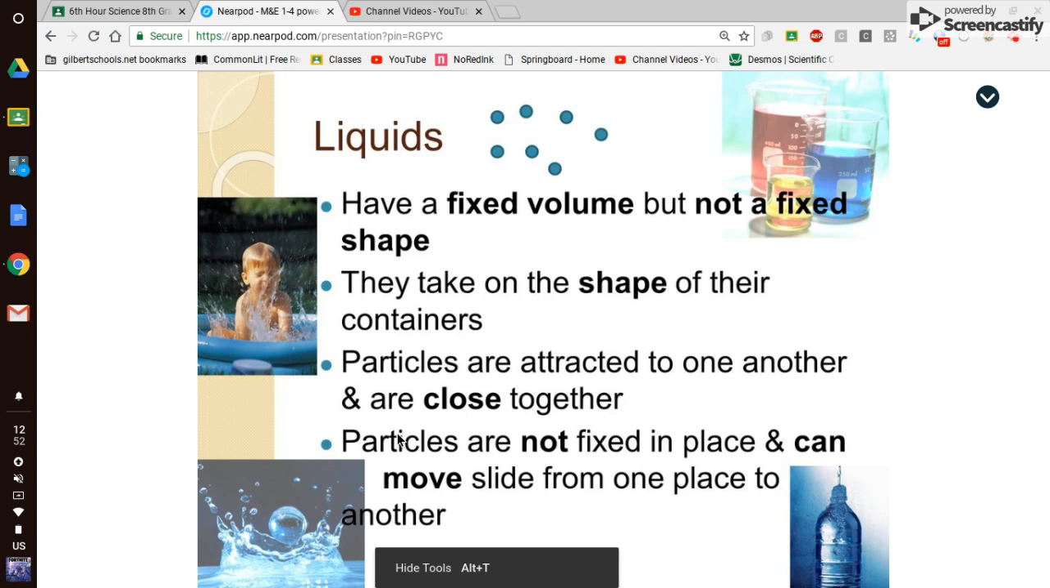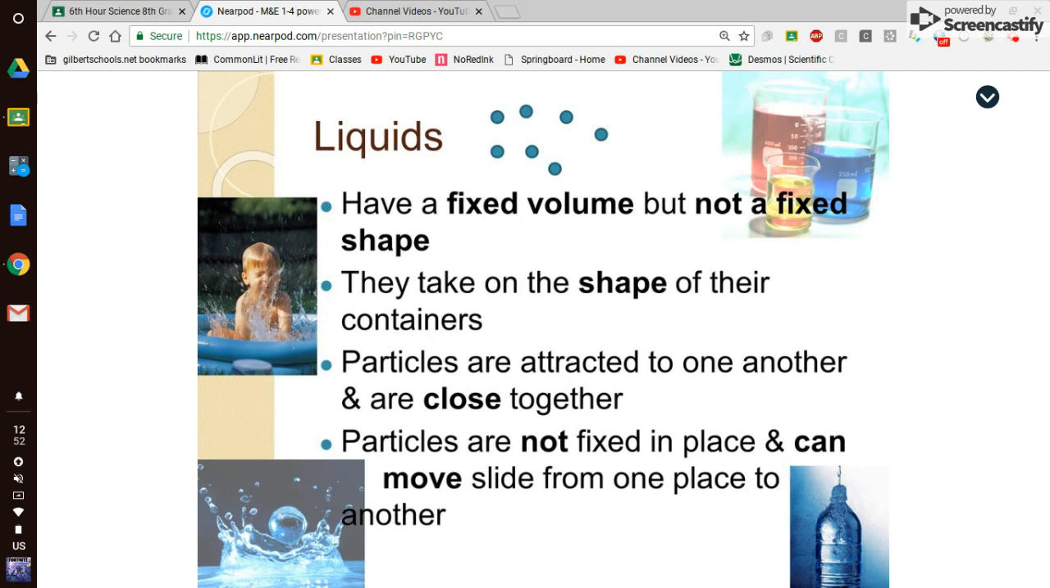Linear, right? Because it took on the shape of this graduated cylinder. But what about the shape if I said, okay, now 70 milliliters, now I want you to pour it onto the ground. Is it the same shape it had before? No. So the shape of liquids changes, so it does not have a fixed shape.